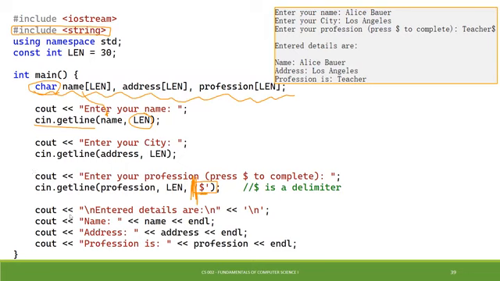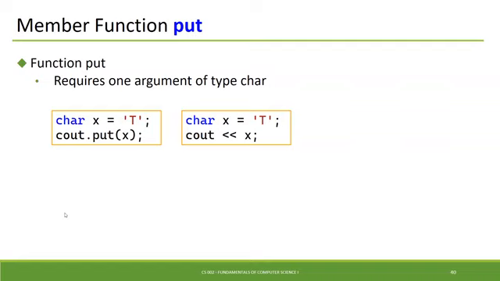Then let me introduce the put function. The put function is the opposite of the get function. The get function reads only one character of data from the keyboard, and the put function prints out one character to the monitor. This shows how to use the put function. I have one character x, and a character has one letter. This is grammar: one letter should have a single quote.